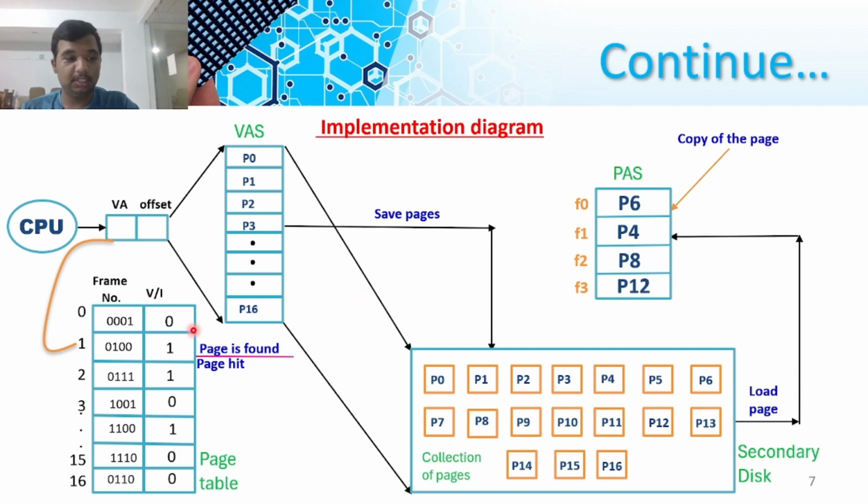Let's take another example. Here the ninth page is not available in the main memory, and this is called a page fault. When a page fault occurs, we will require demand paging. From this implementation diagram, we conclude that the secondary memory is always greater than the virtual memory, and the main memory is always smaller than the secondary and virtual memory.